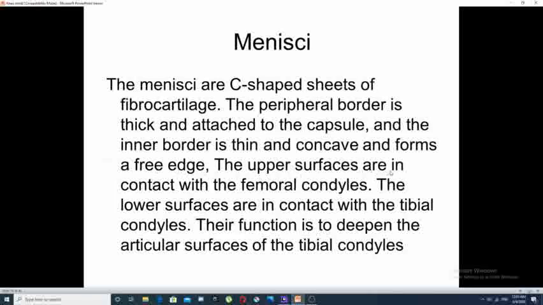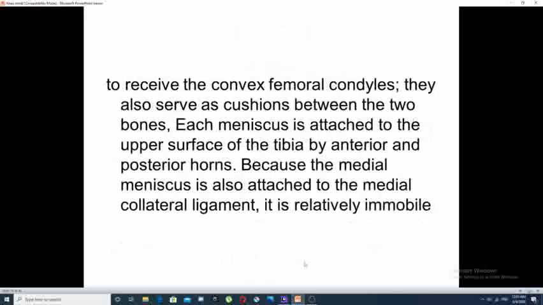The upper surfaces of the menisci are in contact with the femoral condyle, whereas the lower surfaces are in contact with the tibial condyle. Their main function is to deepen the articular surfaces of the tibial condyles to receive the convex femoral condyles, because the articular surfaces of the tibial condyles are flat, so they get more deepened by the presence of these two menisci. They also serve as a cushion between the two bones.